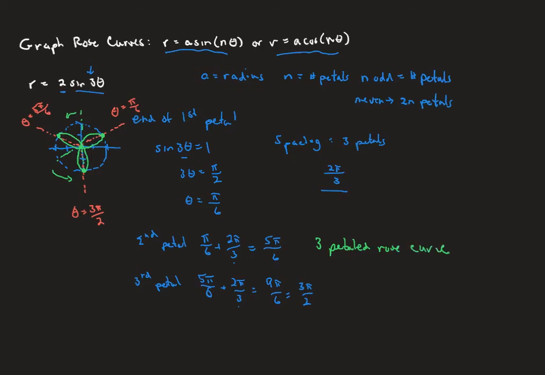Okay, so I'm going to go to a new page and do a different one so you can see a little different look. So for this one, I'm going to say r is equal to 3 cosine 2 theta. So a couple different things here. I've got a cosine curve instead of a sine curve. I've got the radius is going to be 3, and because the n is even, we're going to get 2 times that, which is 4 petals. So we're going to have 4 petals on our curve, and our radius is going to be 3.